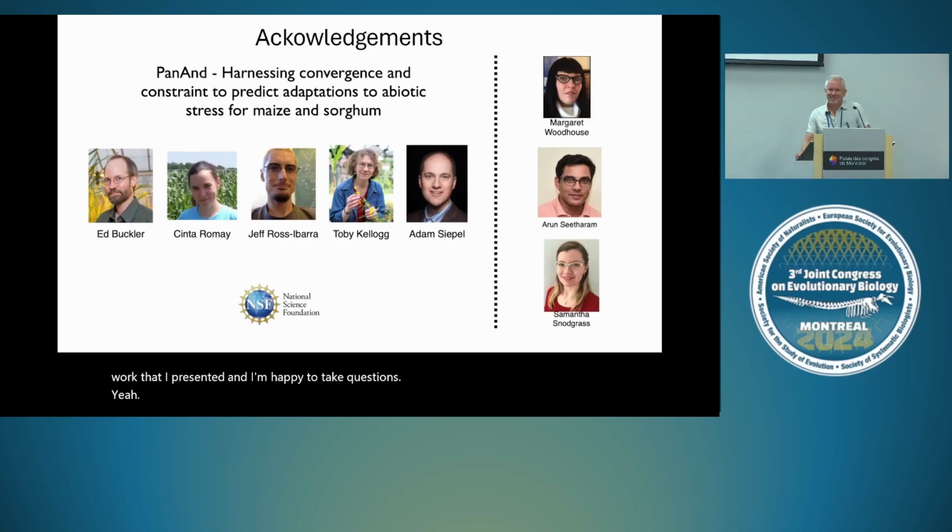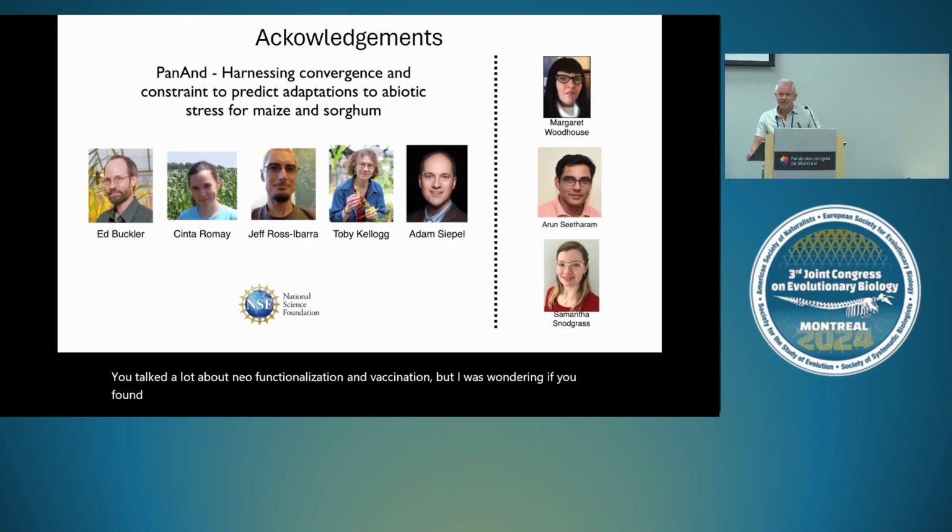Yeah. You talked a lot about neofunctionalization and fractionation, but I was wondering if you found any evidence about subfunctionalization across the retained duplicates. We actually really haven't got a chance to look at that yet, and it's a little tricky because there's lots of genomic resources for maize, but in terms of gene function, there's still a lot of domains of unknown function. So it would take a lot of really careful studies to try to get at gene function before we could effectively do that. Yeah, good question though.